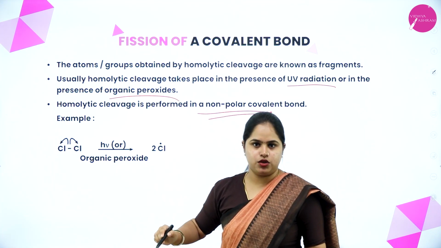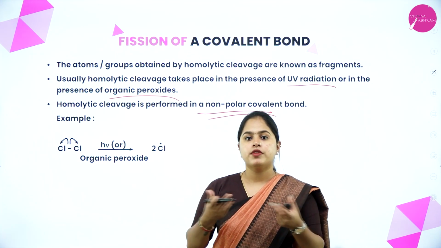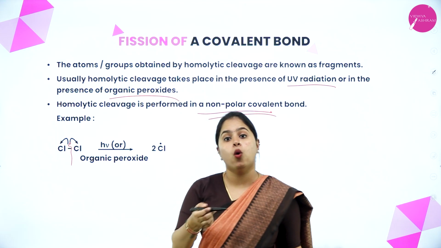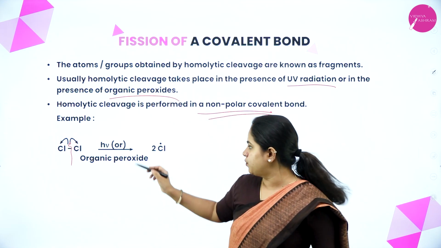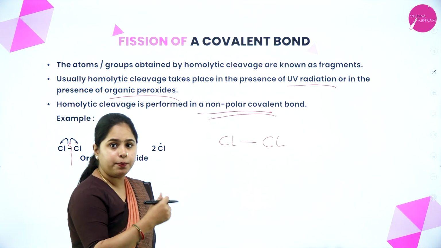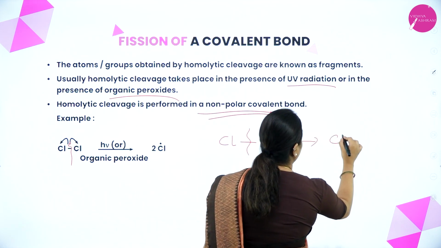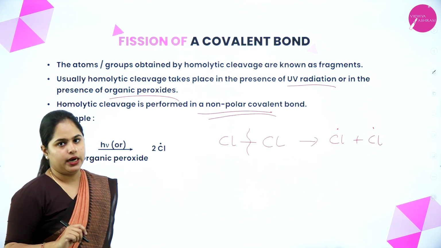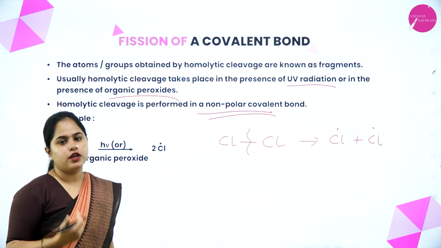So in this case, as you can see, both are chlorine atoms. Both being chlorine means there won't be any electronegativity difference. So when this bond undergoes homolytic cleavage, the shared pair of electrons splits and one electron goes to each of the chlorine atoms. Each one of them gets one electron from the shared pair. So now what is formed? Chlorine free radical is formed, right? So I hope it is clear.